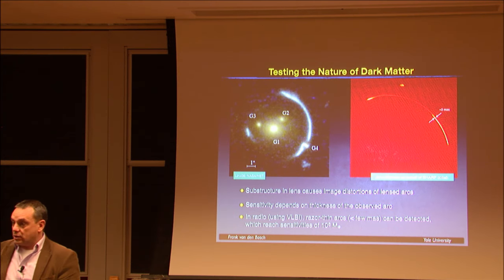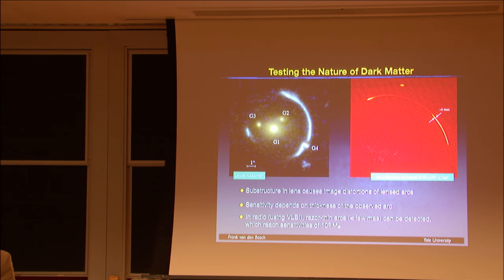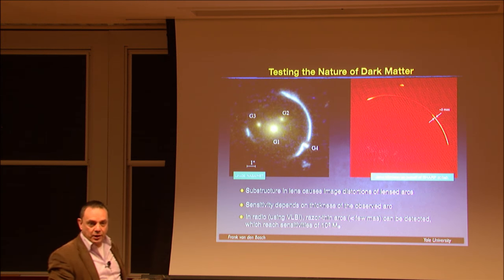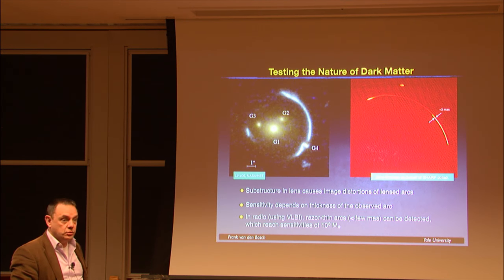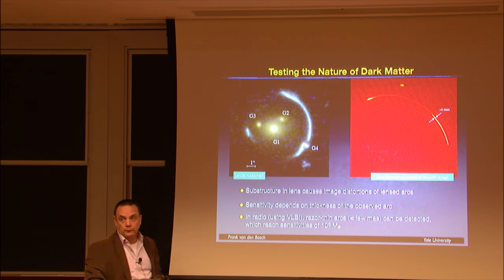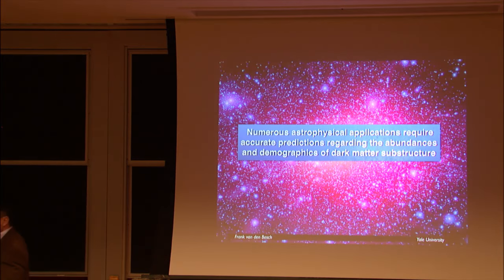And that means you can actually put constraints on how much substructure is down to about 10^6 solar masses. The constraint at the moment is not very constraining because the total length of the arc is not particularly impressive. But if you get more and more of these systems, you can actually start to do interesting cosmology. The upshot, though, is that numerous astrophysical applications require accurate predictions regarding the abundance and demographics of dark matter substructure.